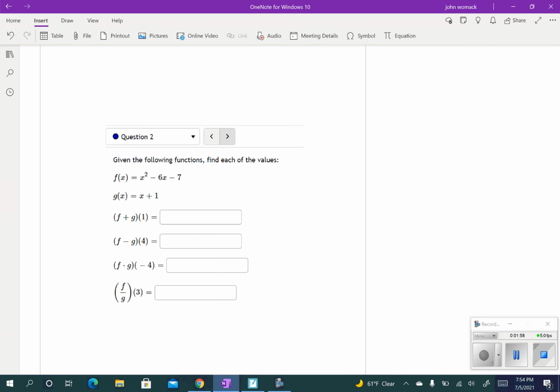Now we're plugging in numbers. So remember, there's two ways to do it. Number one, I could find out what f of x plus g of x is, right? F of x is x squared minus 6x minus 7 plus g of x, x plus 1. Add them together, x squared minus 5x minus 6. And then I could plug in 1. So that'd be 1 minus 5 minus 6. So that's what, a negative 10?